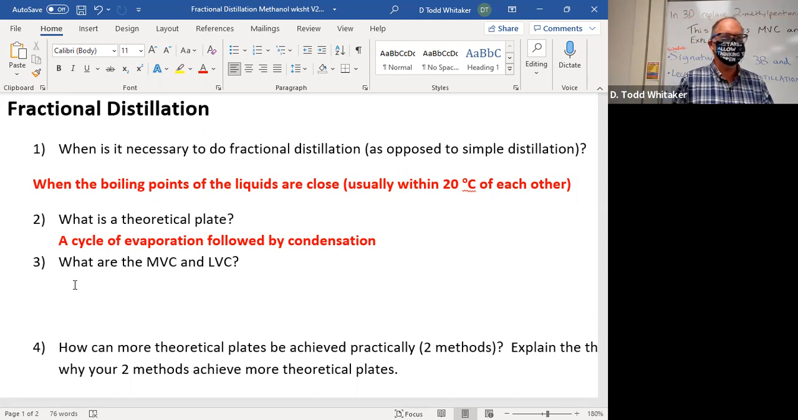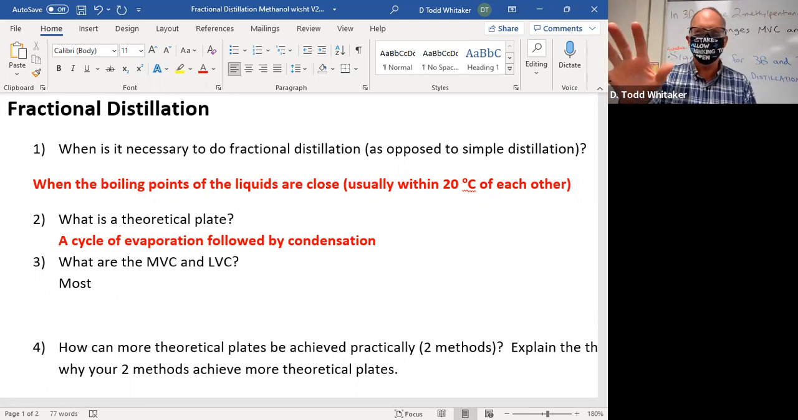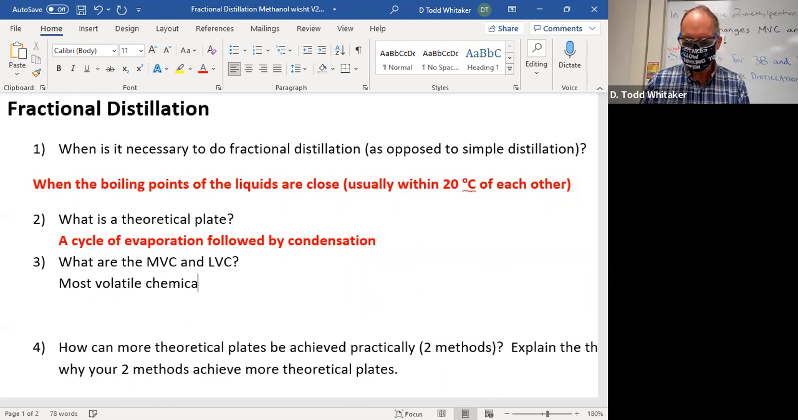MVC and LVC. Anybody want to take a stab at what those are? Somebody new? It's like most volatile. Yes. Most. I will accept many C's here, but you got to have most volatile. Chemical, compound, component, they all start with C. Chemical, compound, acceptable, component, acceptable.